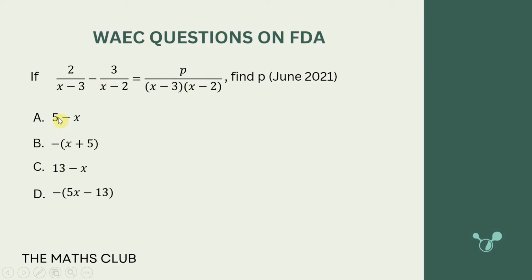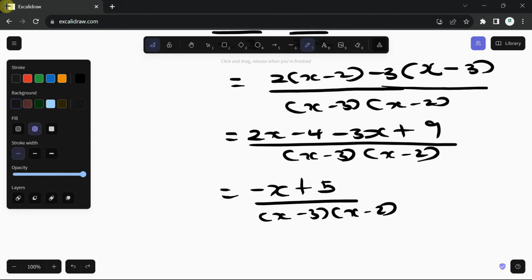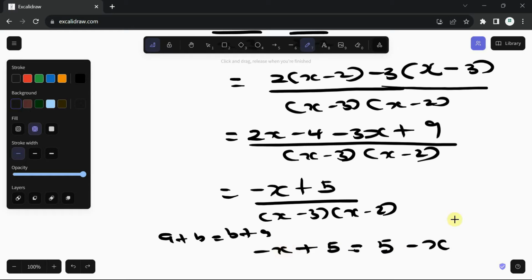So we have, this is not what we have. This is minus x minus 5, right? Option A is saying 5 minus x. Let's see. Great. So, addition is commutative. Commutative means a plus b is equal to b plus a, right? So if this can happen, that means it's commutative. So minus x plus 5 is also equal to what? 5 minus x, right? 5 minus x.